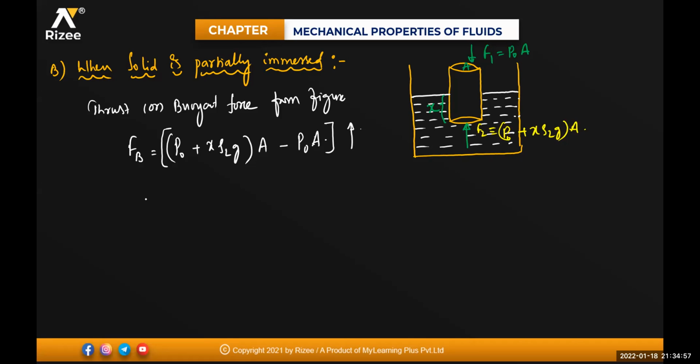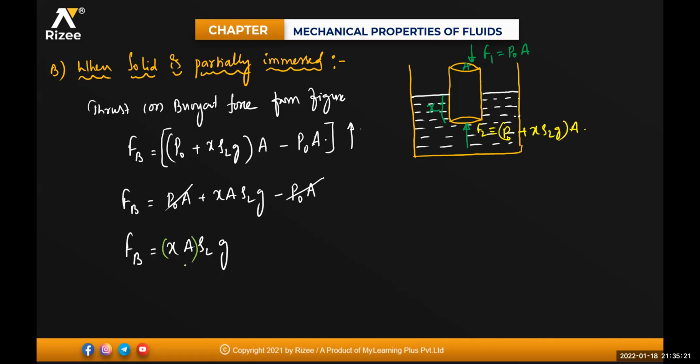Okay. Now if I multiply this, F buoyant force will be equal to P naught into A plus X into A into density of liquid into G, minus P naught into A. This one and this one will get cancelled. So buoyant force will be equal to X into A into density of liquid into G. Now if you see this carefully, X into A is nothing but the volume of the body which is immersed in the water. So only this much part is immersed in the water. So I can write here, F buoyant force will be equal to volume immersed into density of liquid into G.